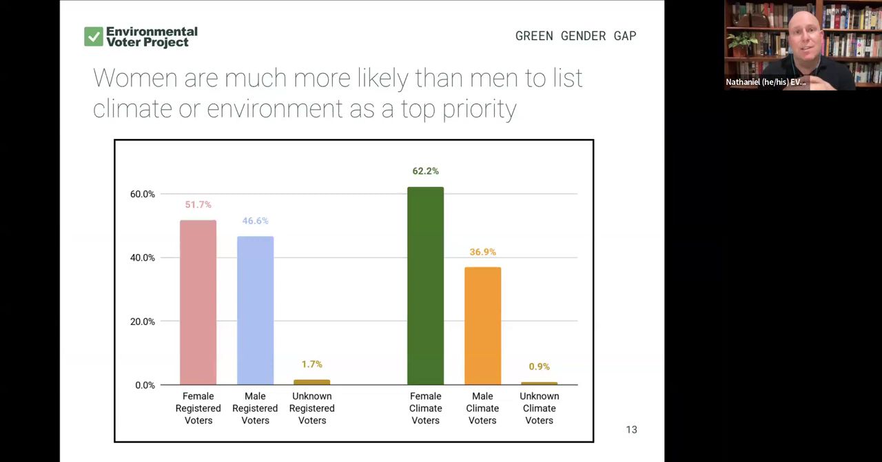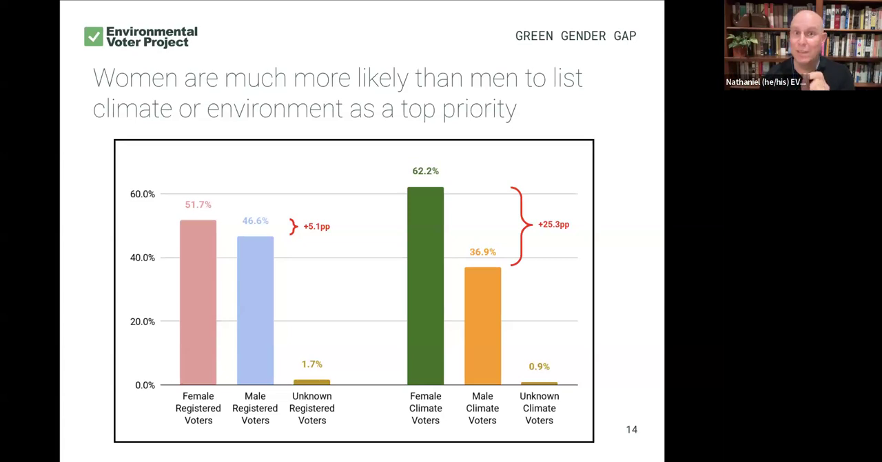If you look at the baseline level of registered voters in these states, there is a 5.1 percentage point gender gap. That means there are more women registered to vote than there are men in these states, but not a lot. It's a 5-point gender gap. When you look at the voters we've identified who are likely to list climate as their #1 priority, it's a 25-point gender gap. It is enormous. So something real is going on here.